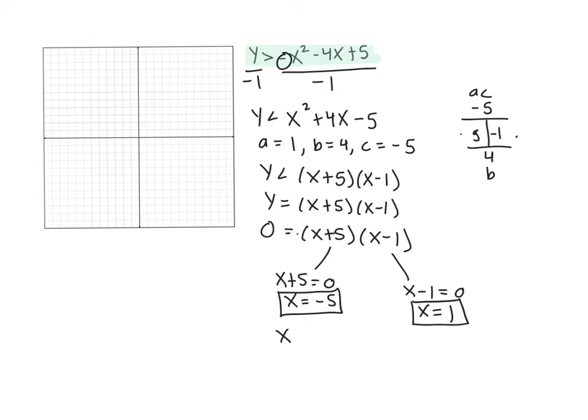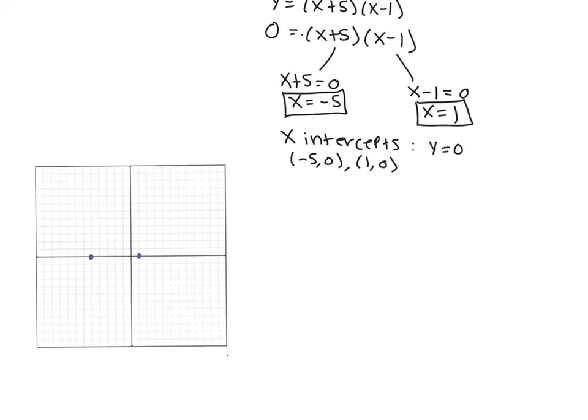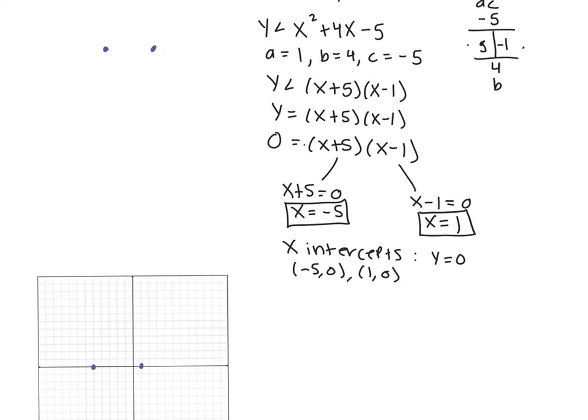So my x-intercepts, remember I said that's the point when y is equal to 0. So if I want to write these as coordinate points, I'm going to have (-5, 0) and (1, 0). Go ahead and plot those. Got -5, 1, 2, 3, 4, 5, 0. So about here. And I've got (1, 0). So here. Those are my x-intercepts.